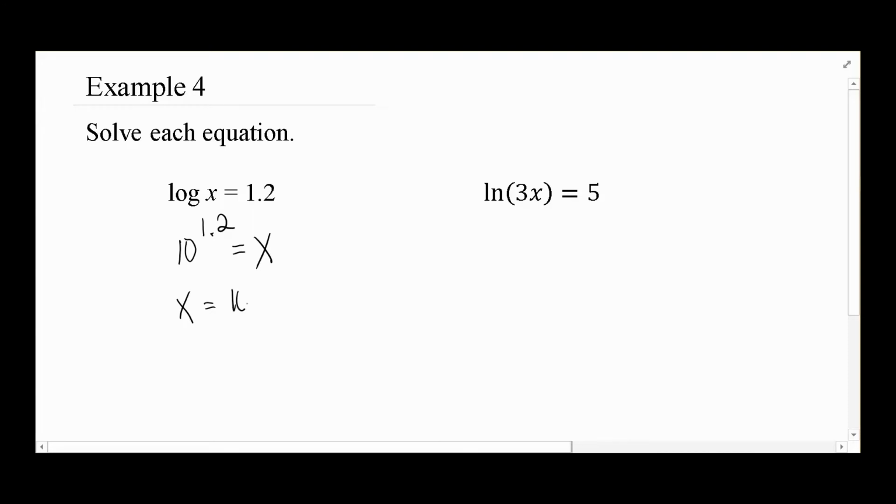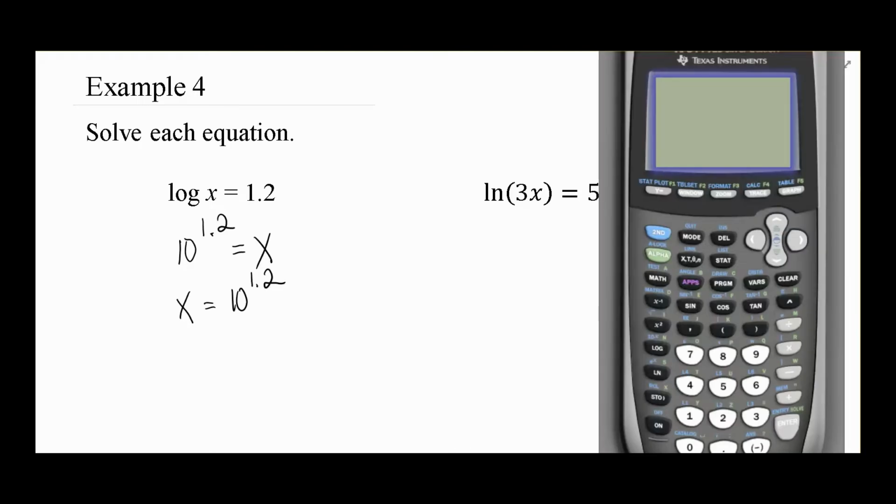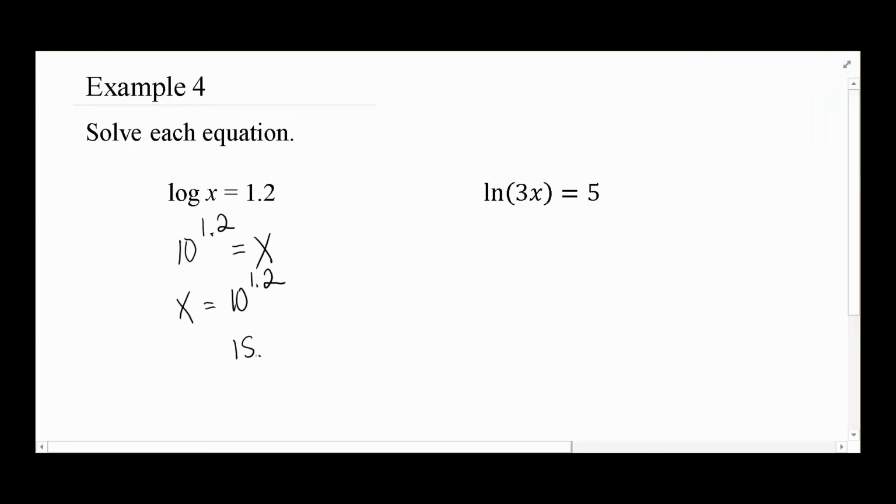Now, if you were being asked to give an exact value, at this point, you're done. Now, if you wanted an approximate value, we could go ahead and type this in the calculator and do 10 raised to the power of 1.2. And we could say it's 15.85. But again, remember, this is exact when we don't put it in the calculator, and it's approximate if we do put it in the calculator, because we've got to round somewhere.